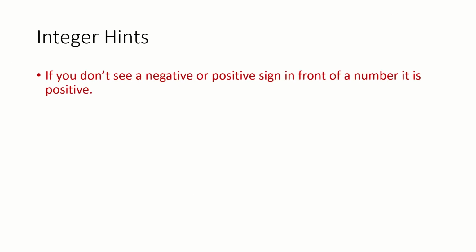Now, integers: if you don't see a negative or positive sign in front of the number, it is positive. For example, 9. 9 is always the same as +9. But usually we don't always use the positive operator. In our mind, we always know that it's a positive number. So 9 plus 5 is also the same as +9 plus 5, and of course the value is 14.